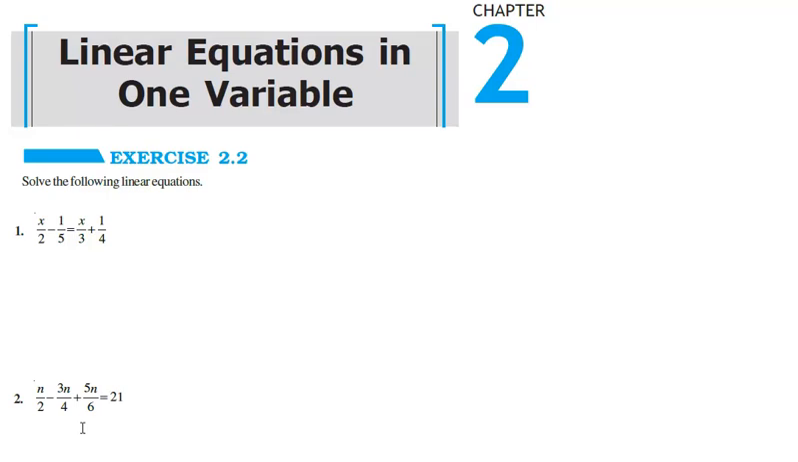So the very first thing which we are going to do is that we will find the LCM of all the denominators. So LCM of 2, 5, 3 and 4. I hope everybody of you knows how to solve for LCM. Now the LCM of these four numbers will come as 60. Right? So let us now multiply by 60 on both the sides.